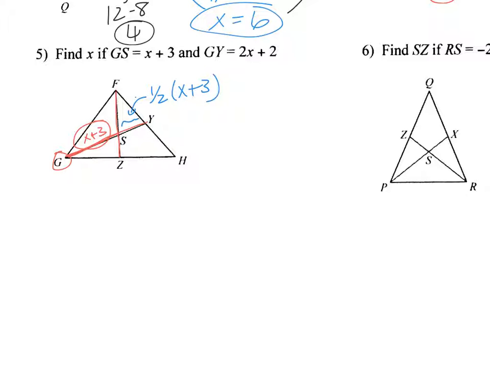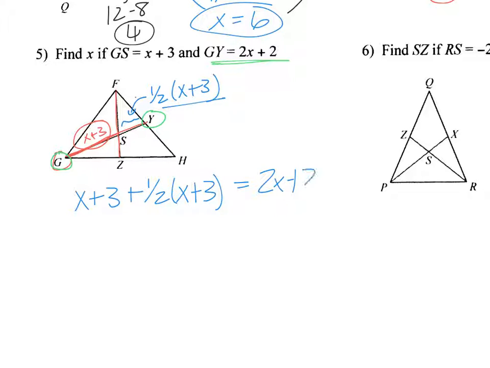Now, why do I need that? Because the other thing they give me here is GY, which is from the vertex all the way to the side, the whole thing. So what I have to do is take the two smalls: small plus small has to equal big. So x plus 3 plus 1/2 times x plus 3 has to equal the big, which is 2x plus 2.